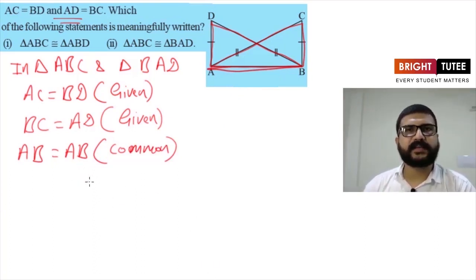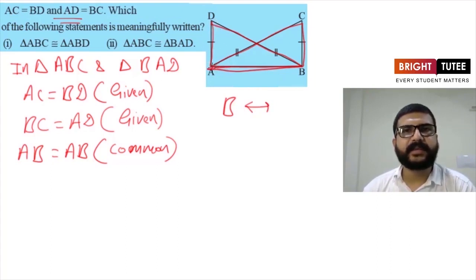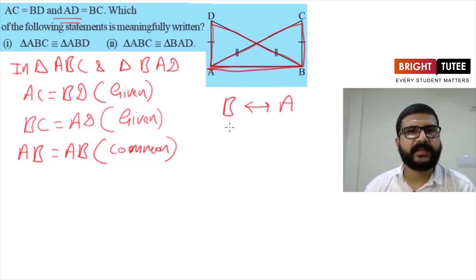Now for writing the congruence relation symbolically, we need corresponding vertices. So here, as we can see, from triangle ABC, AC is equal to BD from triangle BAD. Now see here, this is the AC of triangle ABC. The vertex opposite to AC is vertex B. So it means this vertex B is corresponding to the vertex which is opposite to BD of triangle ABD. So that will be vertex A. So here B corresponds to A.